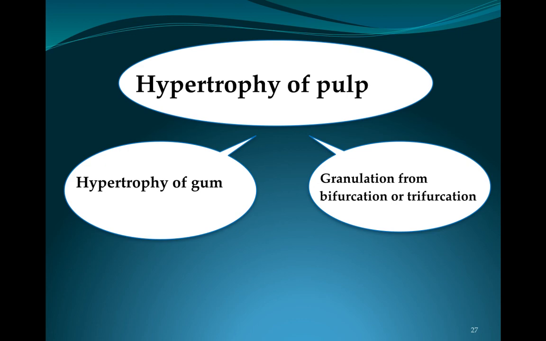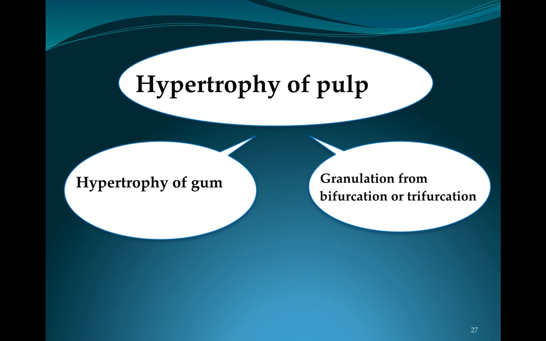If the probe sticks on one point, it means that there is hypertrophy of gum, because hypertrophy of pulp raises from inside of the tooth. But hypertrophy of gum may raise from the gum side and from outside. That's why when we check with the probe, our probe will stick on one point.